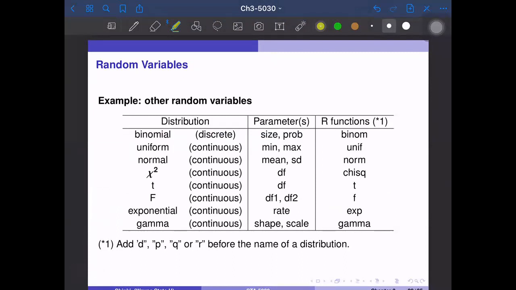So remember that for each distribution we have the four R functions. For example, for the normal distribution, we have the dnorm function, pnorm function, qnorm function, and rnorm function. So this is density, this is probability function, quantile function, and random numbers. We have already done normal, so we do binomial first.